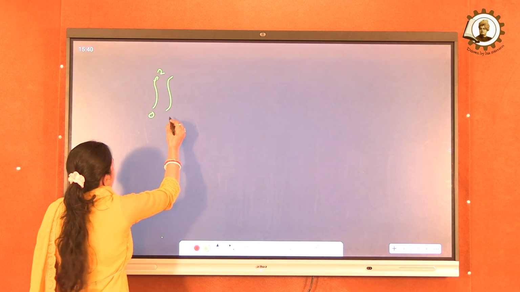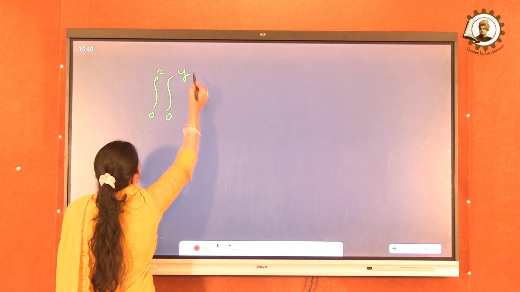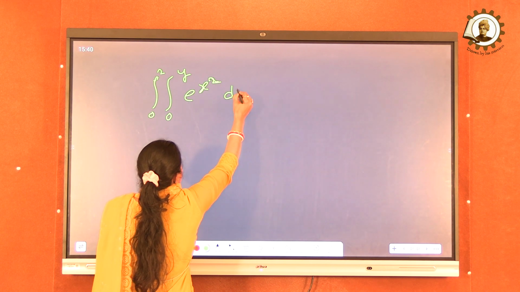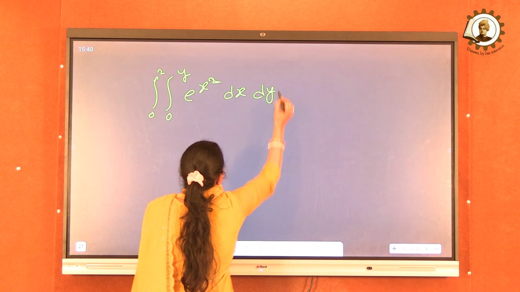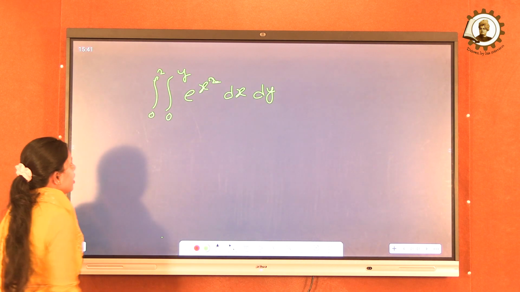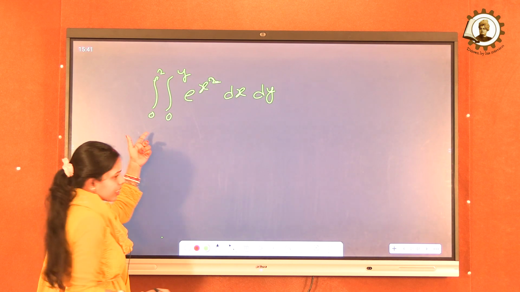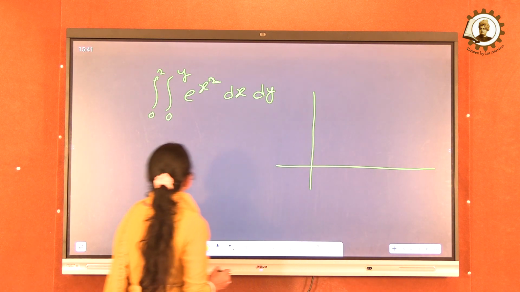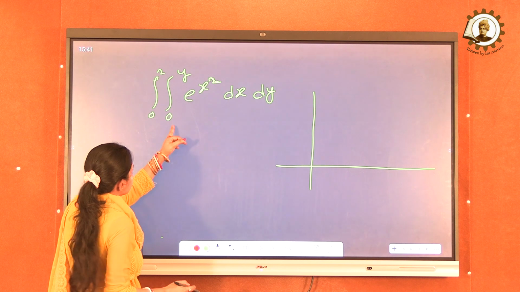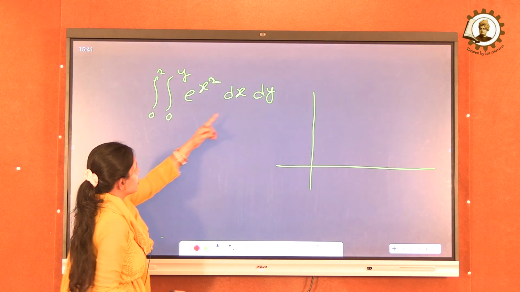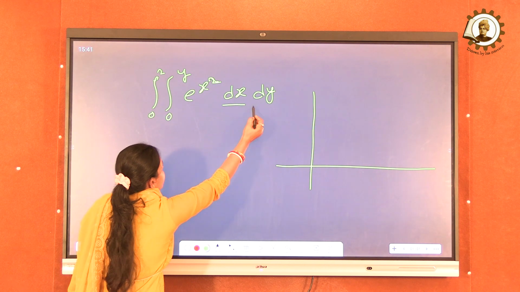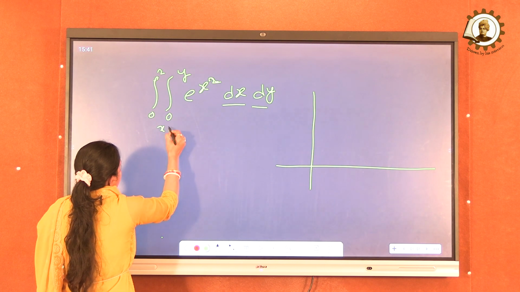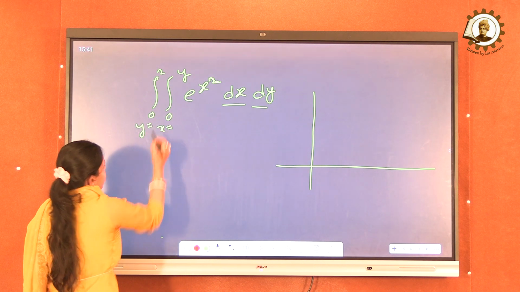The integral is from 0 to 2, y from 0 to y, the function is e to the power x square dx dy. Now let's discuss. Here we find the limit of x and the limit of y. Now let's plot the graph. At first we know that this is the first integration and the second. The first integration is in the order dx and the second integration is with respect to y, dy. So this is the limit of x and this is the limit of y.